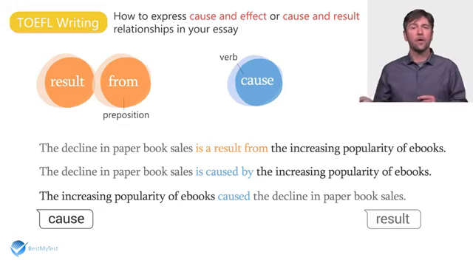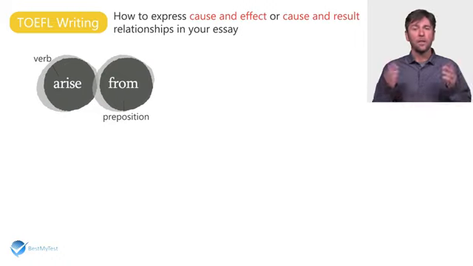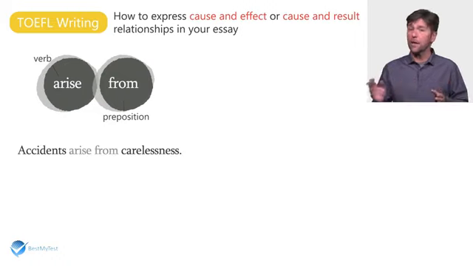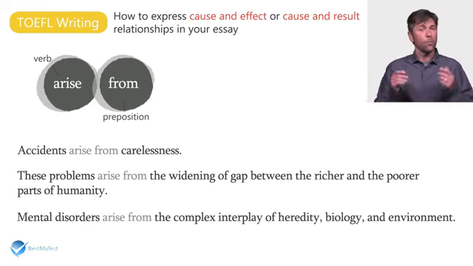book sales. Another word that you could use to introduce the cause of something is arise. It's followed by the preposition from. Take a look at the following examples. Accidents arise from carelessness. These problems arise from the widening gap between the richer and the poorer parts of humanity. Mental disorders arise from the complex interplay of hereditary, biology, and environment.